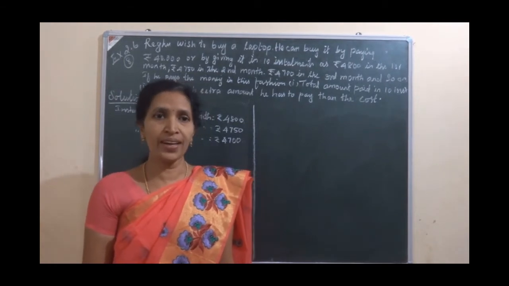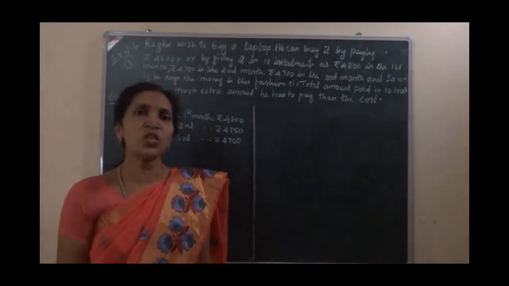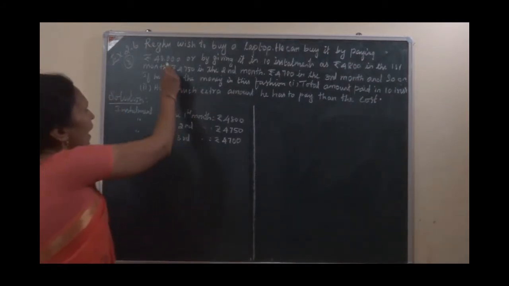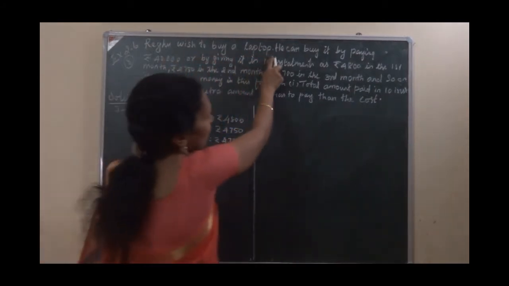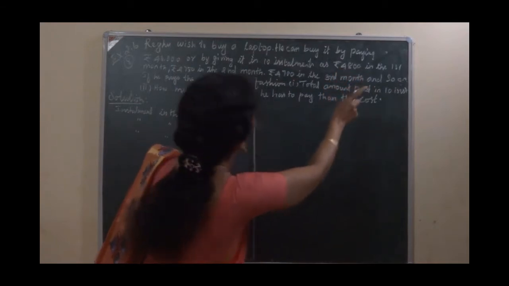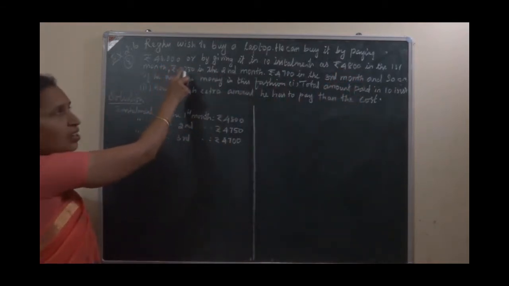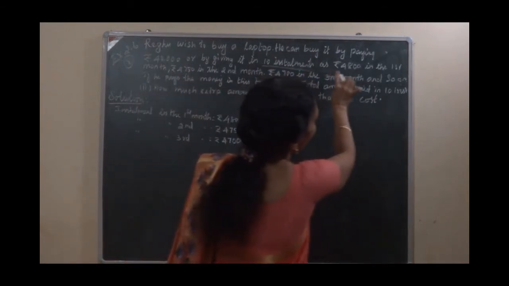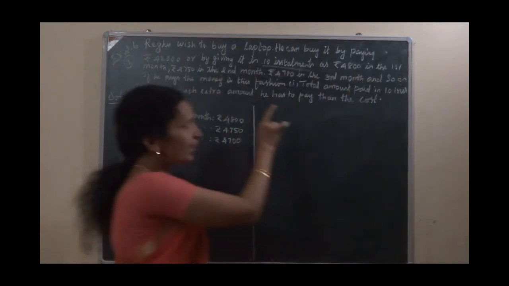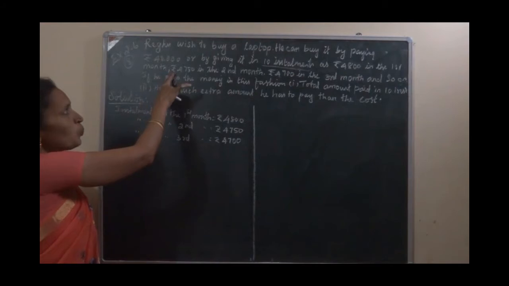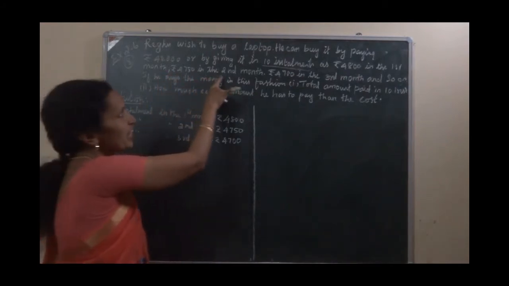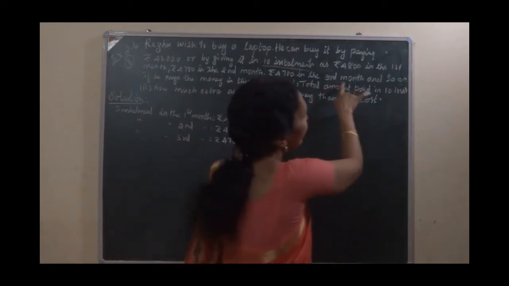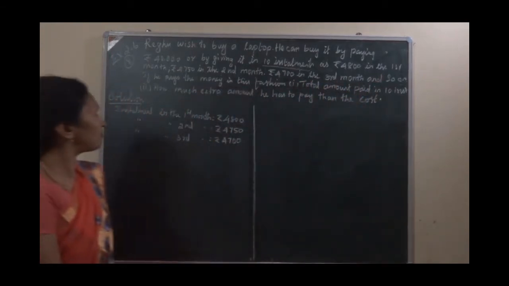Today we are going to learn exercise 2.6, question number 8. Read the question. Raghu wishes to buy a laptop. He can buy it by paying rupees 40,000 or by giving it in 10 installments as rupees 4,800 in the first month, rupees 4,750 in the second month, rupees 4,700 in the third month, and so on.